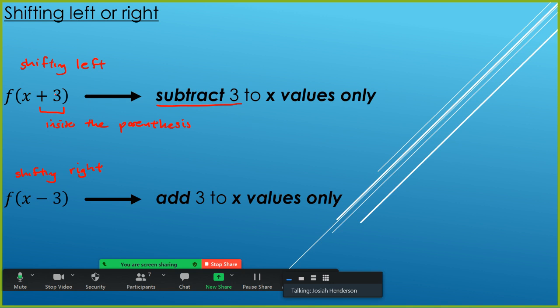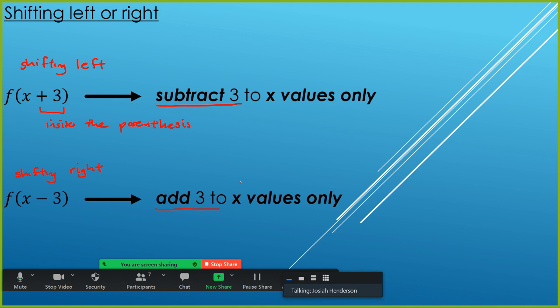So if you see on the paper or on the computer f of x plus 3, we need to remember, okay, it's inside the parentheses, so that's our clue that it's a left or right move, shift, transformation. And whenever it's inside the parentheses, it's opposite of what it looks like. So instead of plus 3 to everything, we subtract 3 to the x values only. Below, shifting right, these are shown as x minus 3. And then that means we add 3 to the x values only.